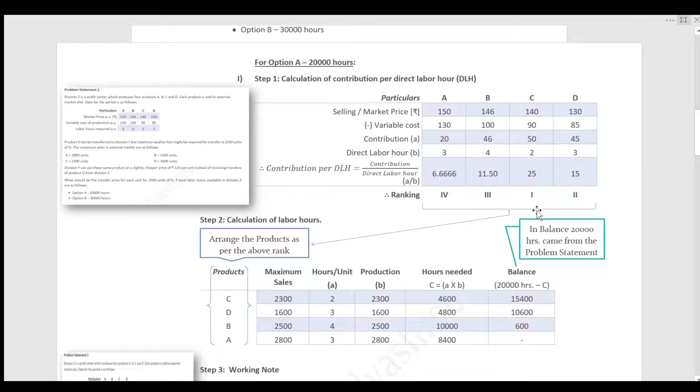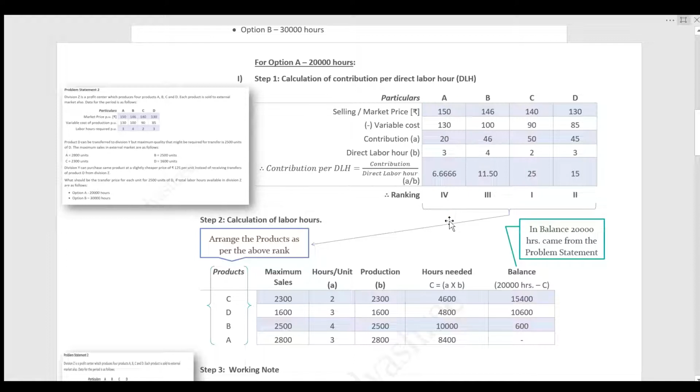As per the score, 25 is the highest, so product C has first ranking. The next is 15, that is product D has second ranking, and 11.5, product B has third ranking, and 6.666, product A has fourth ranking.